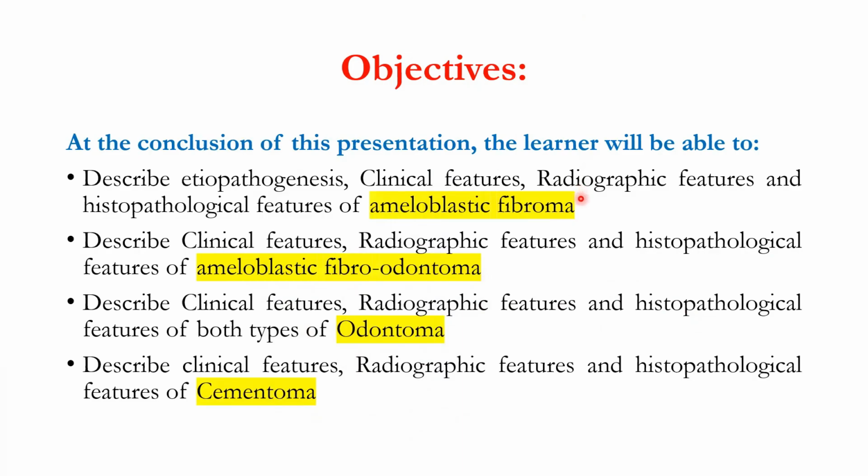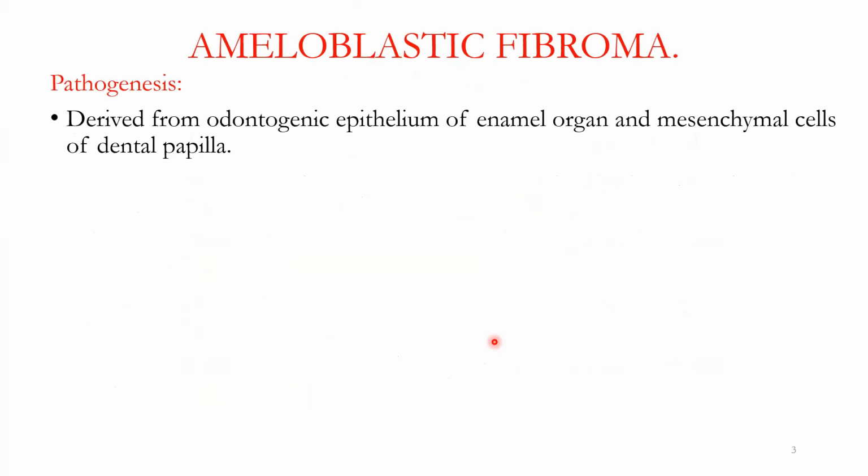And the mixed tumors which we are going to study is Ameloblastic Fibroma, Odontoma, and Ameloblastic Fibro-Odontoma. Ameloblastic Fibro-Odontoma will be discussed after Ameloblastic Fibroma and Odontoma. The reason for this you will understand when you're listening to the lecture. So let's begin with the first mixed tumor, that is Ameloblastic Fibroma.